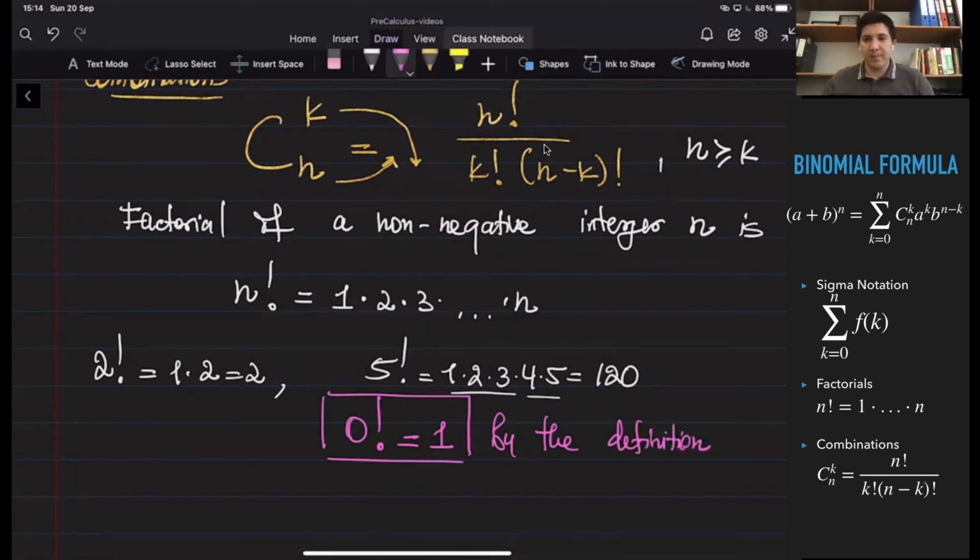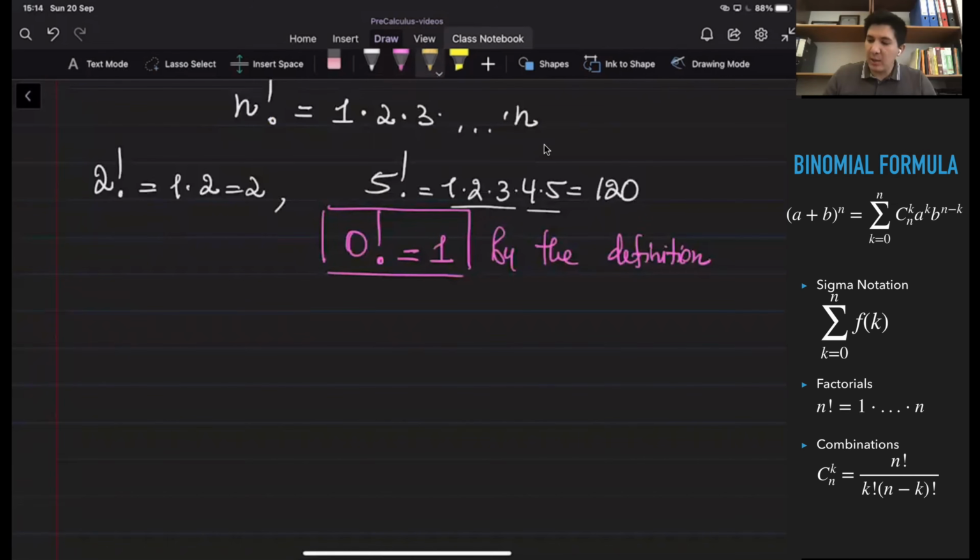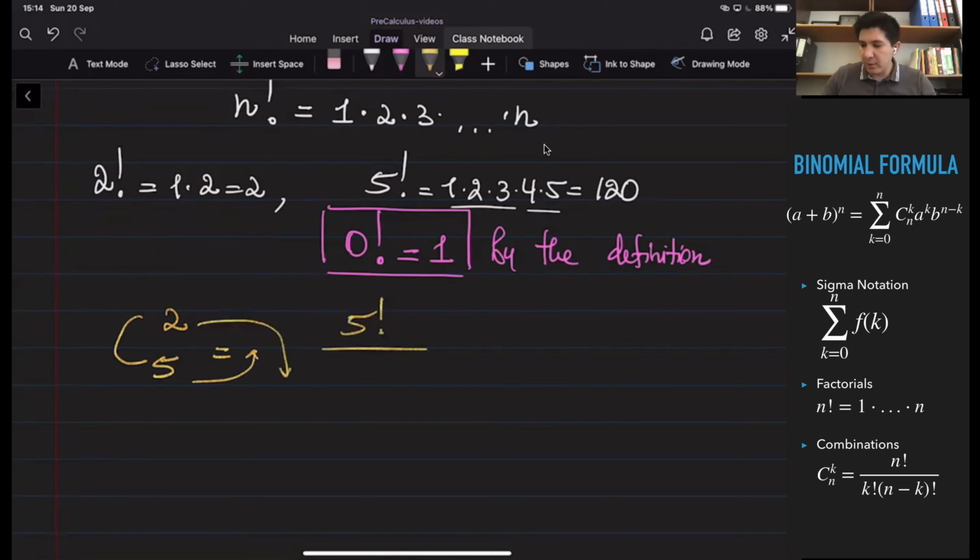Okay, so now that we know what a factorial is, let's do a couple of calculations with this combinations formula. Let's say I need to calculate C(5, 2). What I need to do is write this down. The 5 goes up, so it's going to be 5 factorial. Then 2 goes down, it's going to be 2 factorial. And additionally, I need to multiply this by the factorial of 5 minus 2, which is 3 factorial. So it's 5 factorial divided by 3 factorial multiplied by 2 factorial.